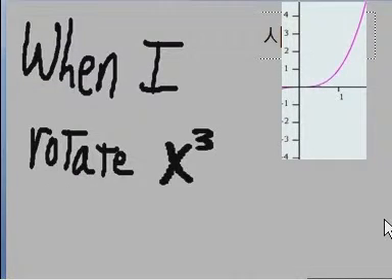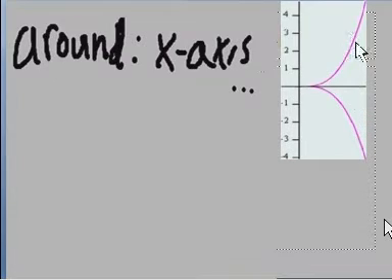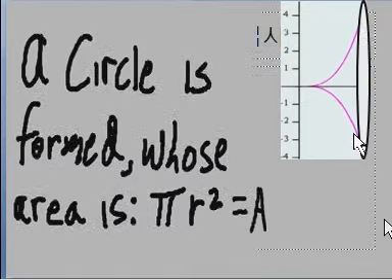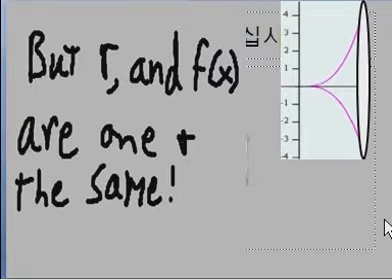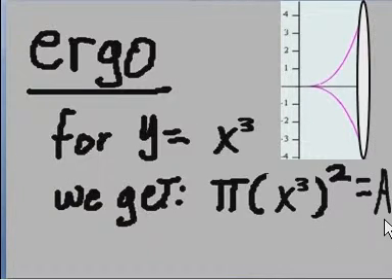When I rotate x to the third around the x-axis, a circle is formed whose area is pi r squared equals a. But r and f of x are one and the same. So for y equals x to the third, we get pi (x to the third) squared equals a.